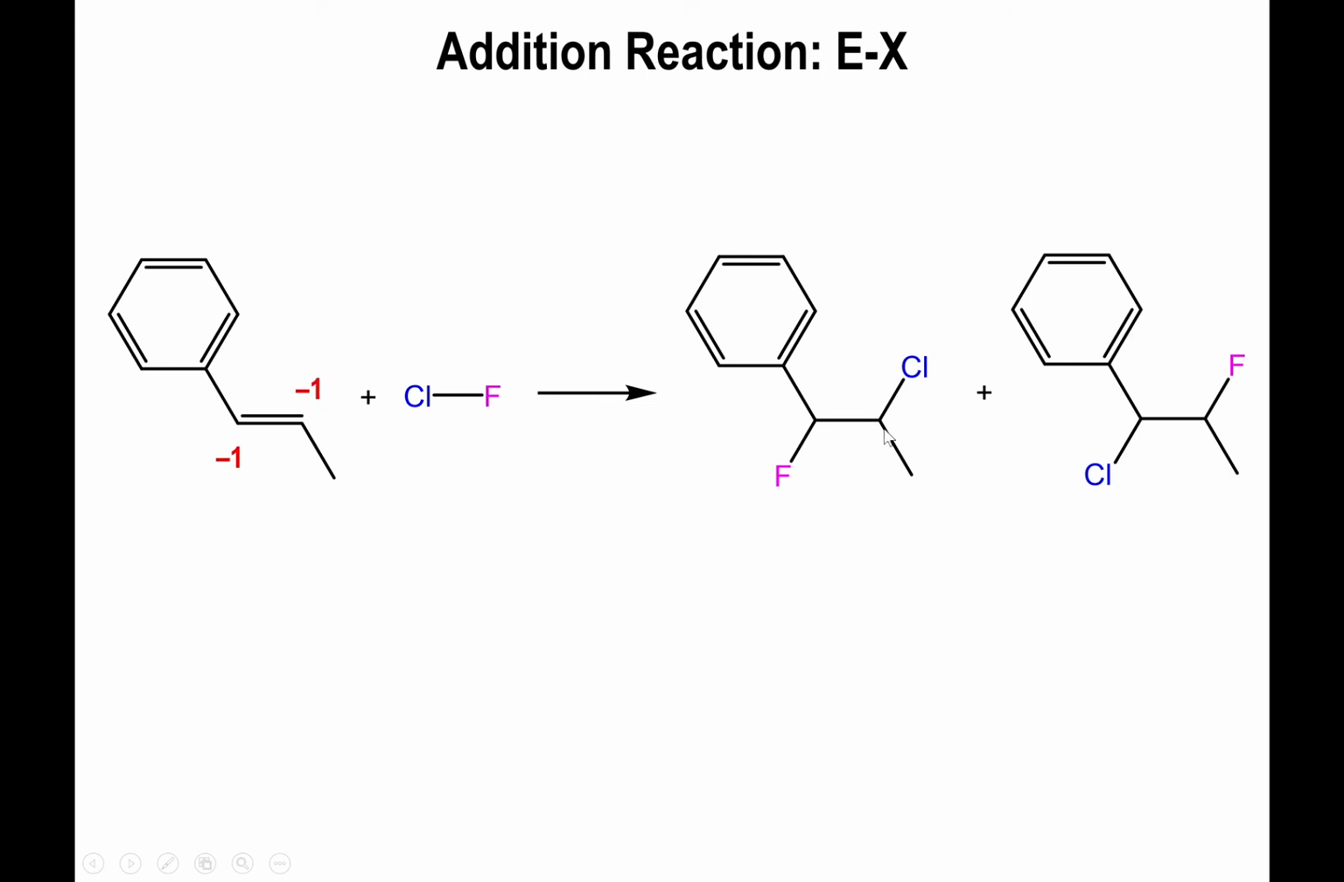By the time we get to the products, after the addition process is taking place, this carbon has a hydrogen bound to it, but it also has a fluorine. Fluorine gives the carbon a +1 charge, the hydrogen will give it a -1 charge, so now this is neutral. And by the same logic, the carbon over here has a hydrogen bound to it, which gives it a -1 charge, but the chlorine gives it a +1 charge. So overall, these carbons are neutral.